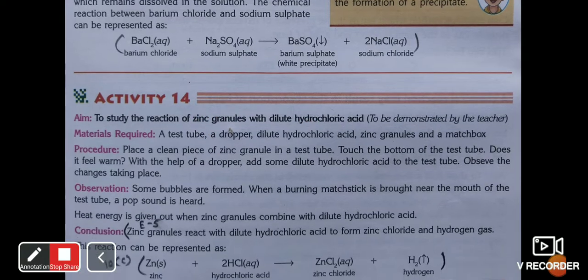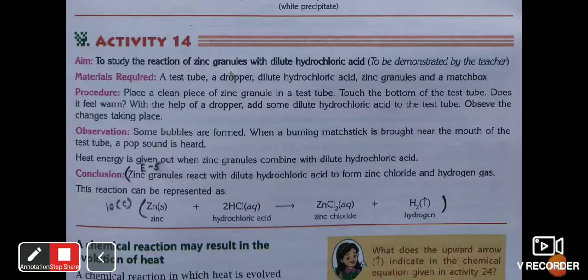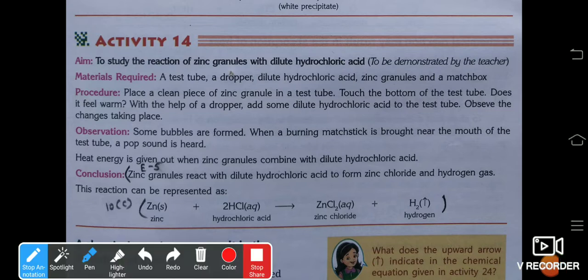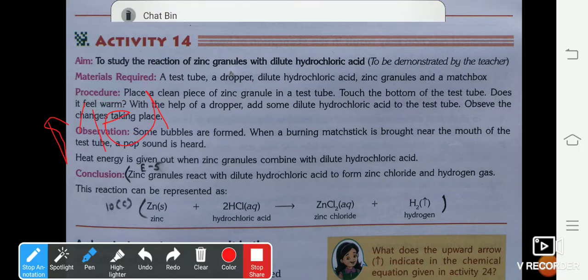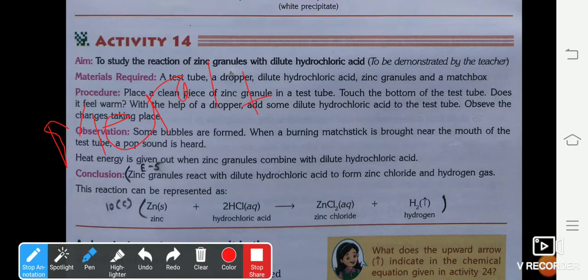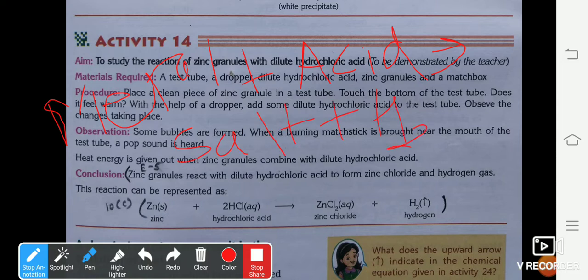Now let's look at the other activity. To study the reaction of zinc granules with dilute hydrochloric acid, to be demonstrated by the teacher. Once the school reopens, I'm definitely going to show you this activity in the lab, because it is there till 10th standard. You can remember this in a very simple word equation: metal reacts with acid to give salt and water.